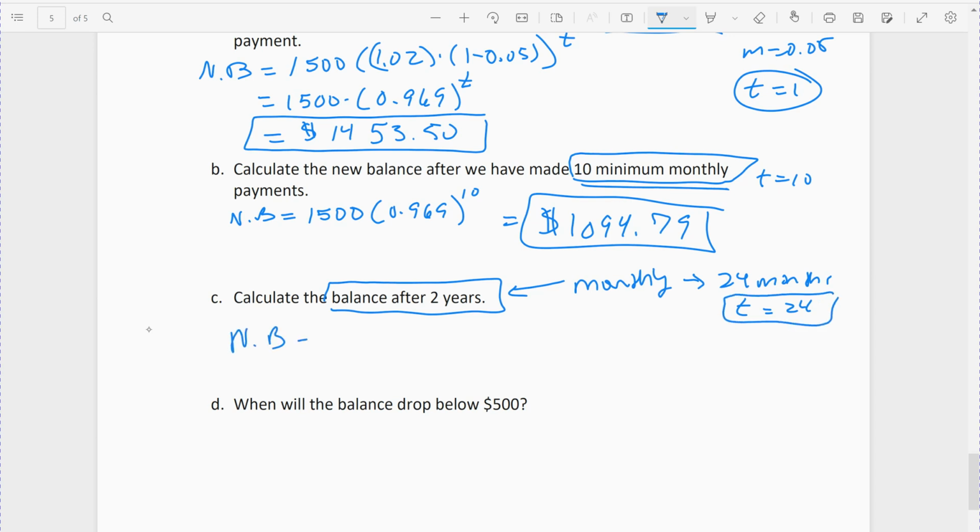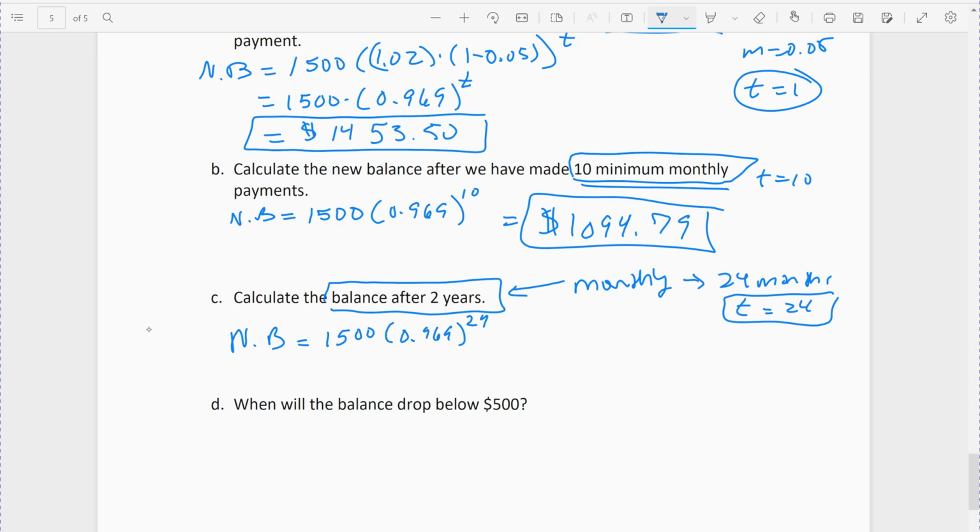So new balance. How much do I still owe if I don't make any more new purchases? I owed $1,500, not even $15,000, $1,500, and I made payments every month for 2 years. Your hope would be you don't owe much left, but as it turns out, you're going to owe more than you think because that credit card percent is so high.